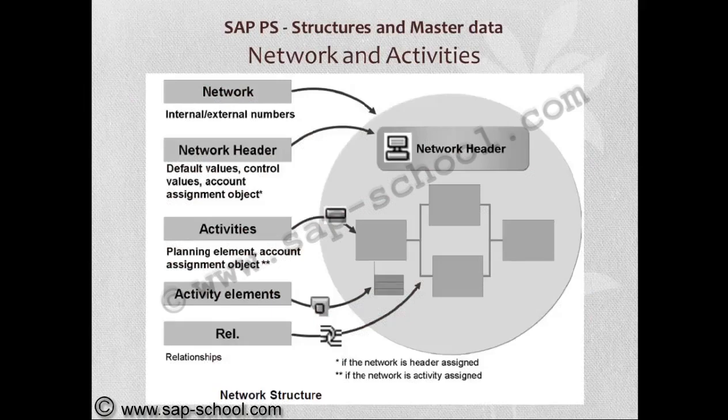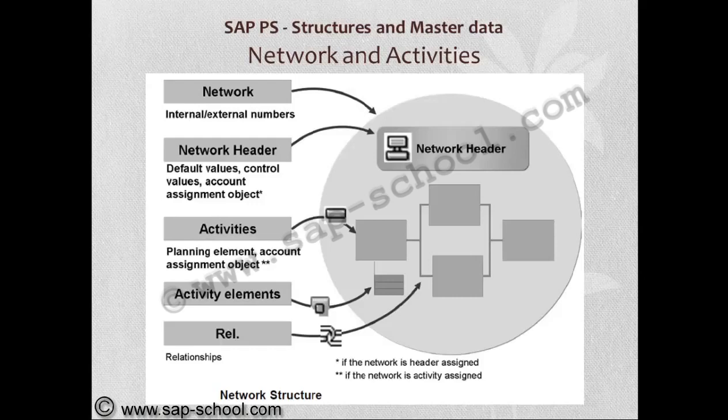So, the network header contains the network number, which is an internal or an external number assignment. The header holds information on default values, control values, and account assignment object, and the activities will be assigned to the network header, planning element or account assignment element. The activities are further divided into activity elements if required, and linking between the activities.